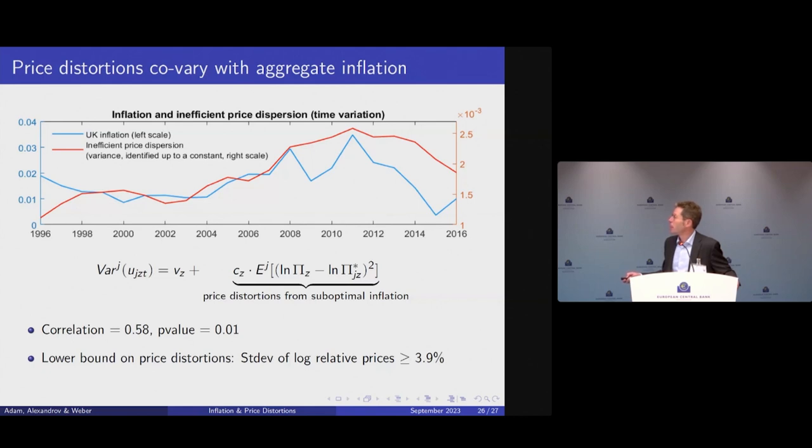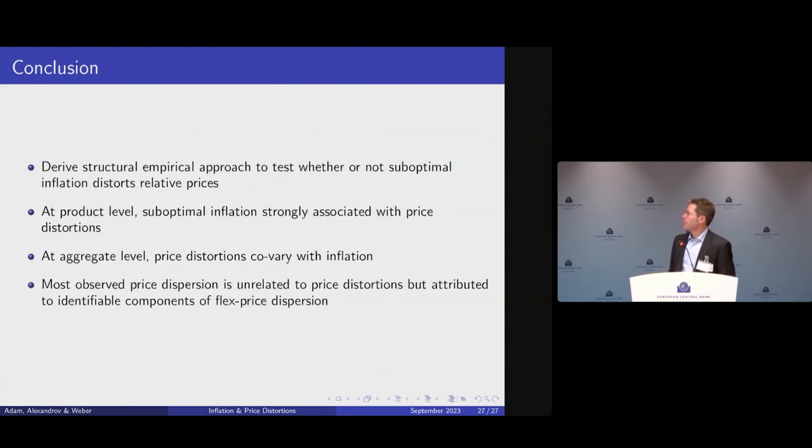Now, we still have our identification problem, which is about the level of that term. So we can't really tell whether everything we see is inefficient or not, but we can derive lower bounds on price distortions. So the component of overall price dispersion that is due to suboptimal inflation is a standard deviation of the log relative price of about 4%. Okay, so that is not overwhelming, but it's also not negligible. Okay. So that's basically it.